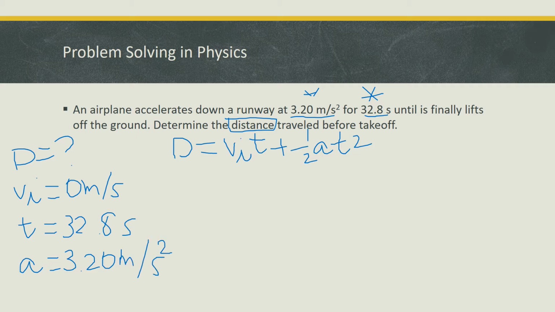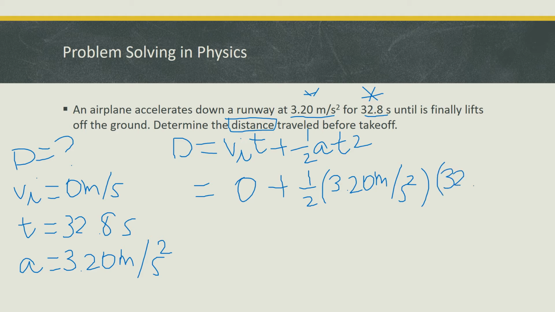In order to finish carrying out my plan, I have to take my numbers for the variables and plug them in. Initial velocity was 0, and anything times 0 is 0, so this v_i t is going to be 0. I'm going to put a 0 for the whole thing. That's just going to make my life easier. Plus 1/2 times acceleration. My acceleration, according to my variables over on the left-hand side, is 3.20 meters per second squared. And my time is 32.8 seconds, and I have to square that value.